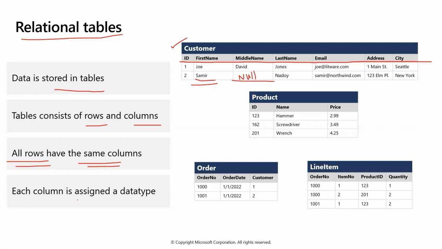Every column is also assigned a data type, right? So my first name, middle name, last name, all of this would be of the data type text. The ID would be in the form of a numeric value. The order date will be in the form of a date data type. So every column that you have in a relational table always has a data type assigned to it. And yes, that is the underlying principle of your model, of your data schema.